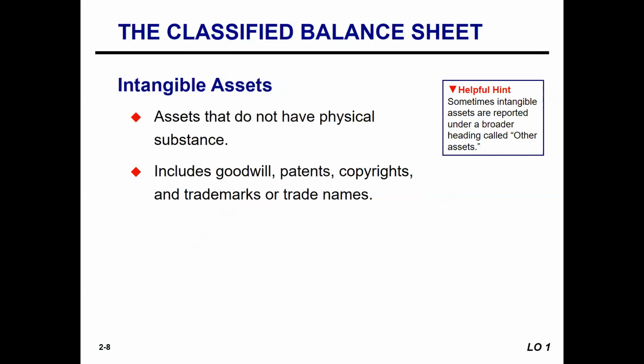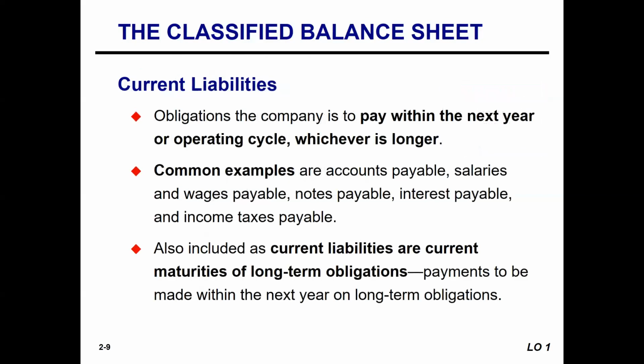The creation of those assets is different. Now let's switch gears and look at liabilities. Liabilities, we have only two classifications: current liabilities, and the second classification is either called non-current or long-term liabilities. So corresponding to your current assets, current liabilities are any obligations that you're going to pay within the next 1 year or the operating cycle, whichever is longer.